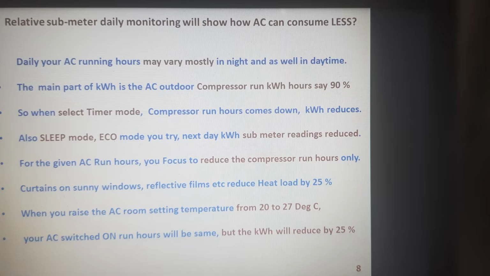Curtains on the sunny windows are more important, and reflective films on the windows also reduce the heat load by 25%. When you raise the AC room setting from 20 to 27 degrees and your AC switched on hours is the same, then the kWh will reduce by 25%. You can see it the next day itself as such.